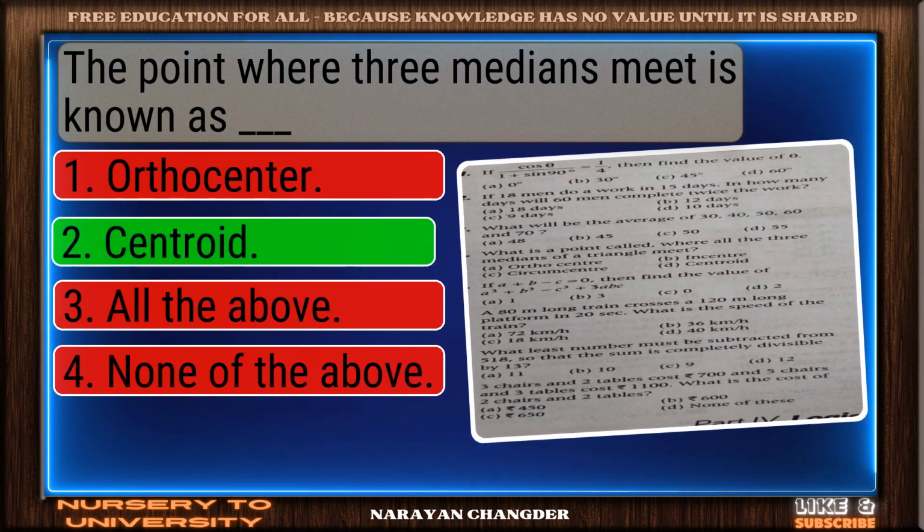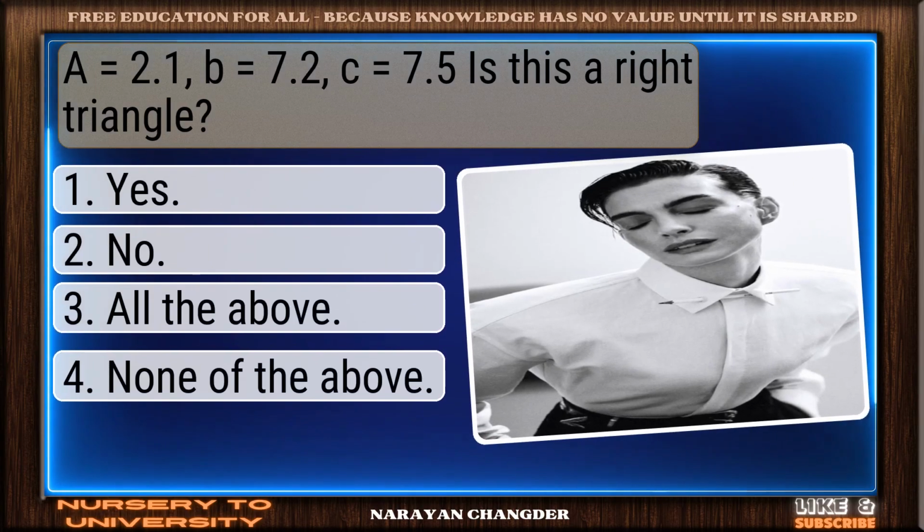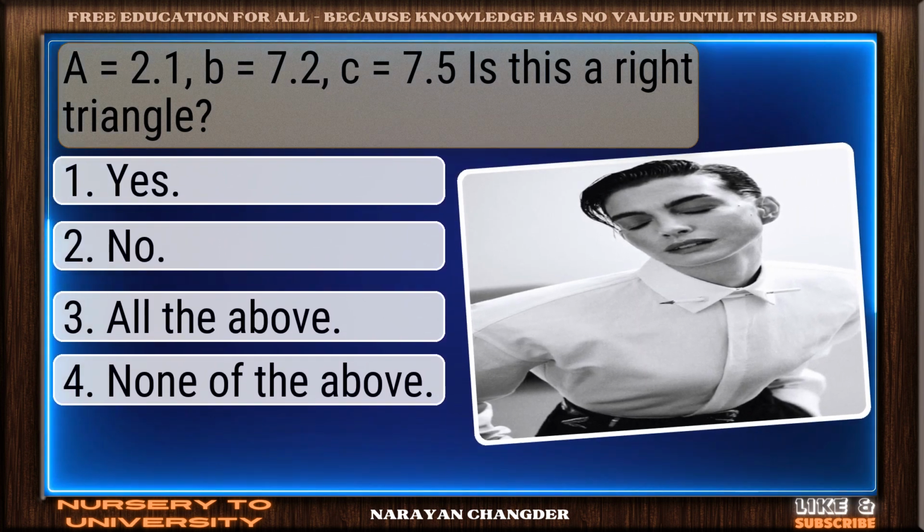Nice selection. Centroid is the correct and valid answer. Question number 116. A equals 2.1, B equals 7.2, C equals 7.5. Is this a right triangle?